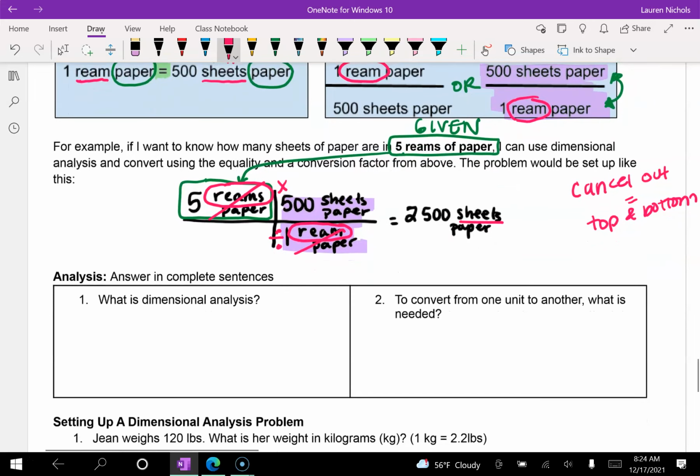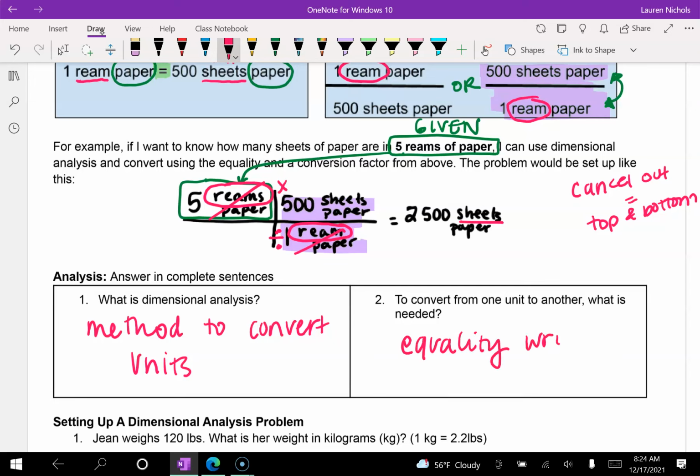And so when we think about, okay, what is dimensional analysis? It is a method to convert units. Okay, all we're doing is converting units. And what do we need in order to do that? We need an equality written as a conversion factor.